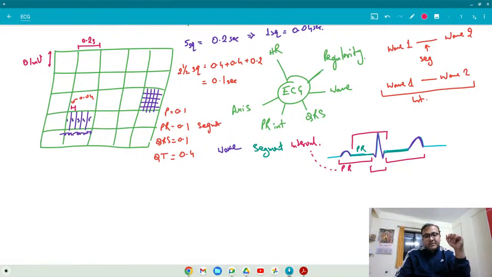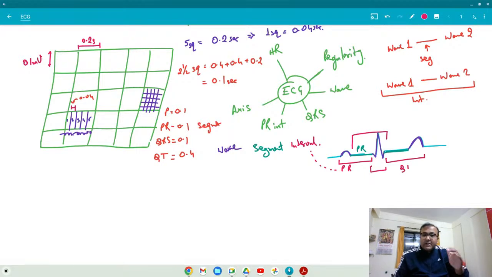So the meaning changes. So when people say QRS complex, what do you think it is supposed to be? Instead of calling it complex, what is it supposed to be ideally? It should be QRS. It's a collection of waves. So wave plus wave, so actually we can call it QRS interval. Okay. And what about this one? This one is QT interval.